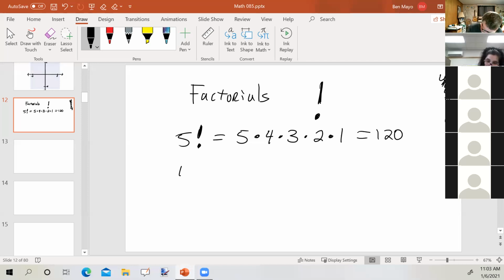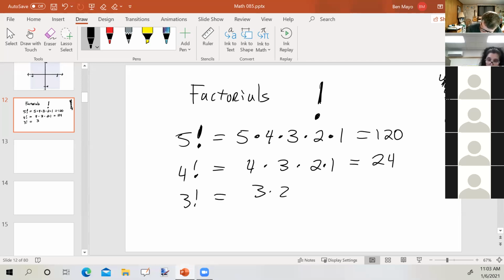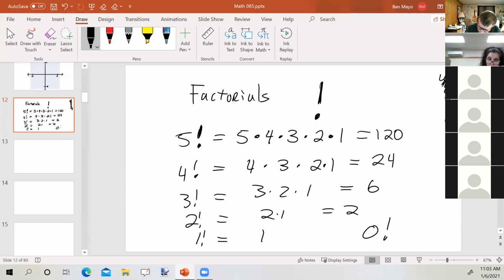Well, let's see. 4 factorial would equal 4 times 3 times 2 times 1. 4 times 3 is 12, times 2 is 24. Oh, times 1 is still 24. 3 factorial is 3 times 2 times 1, which is 6 times 1 is 6. 2 factorial is 2 times 1, which is 2. 1 factorial is just 1. By definition, 0 factorial also equals 1. And we'll deal with that here shortly.